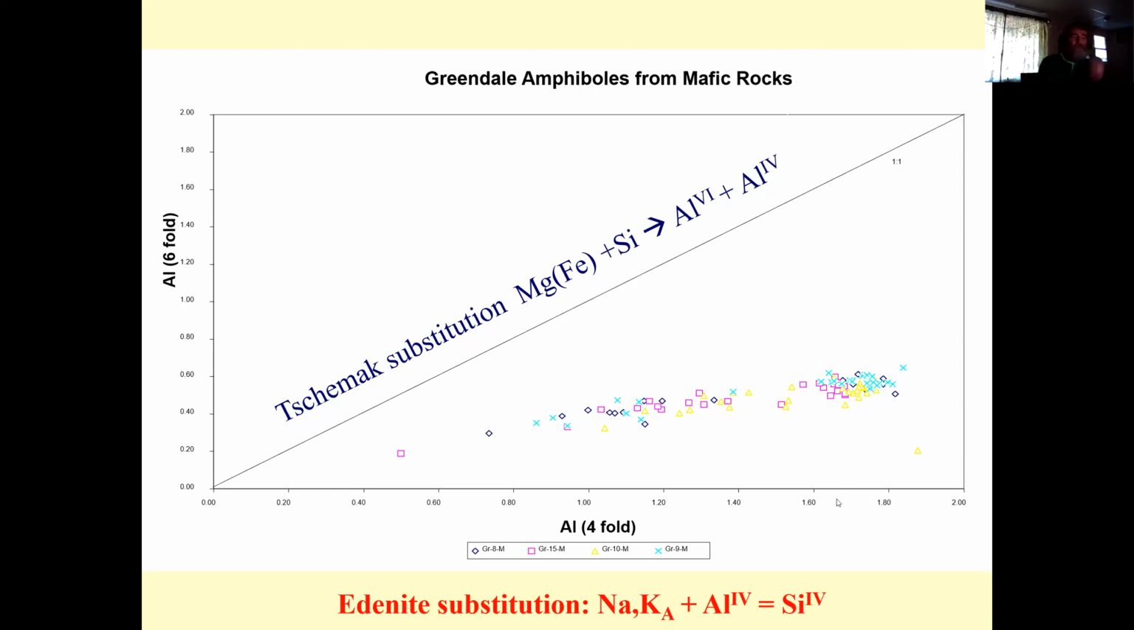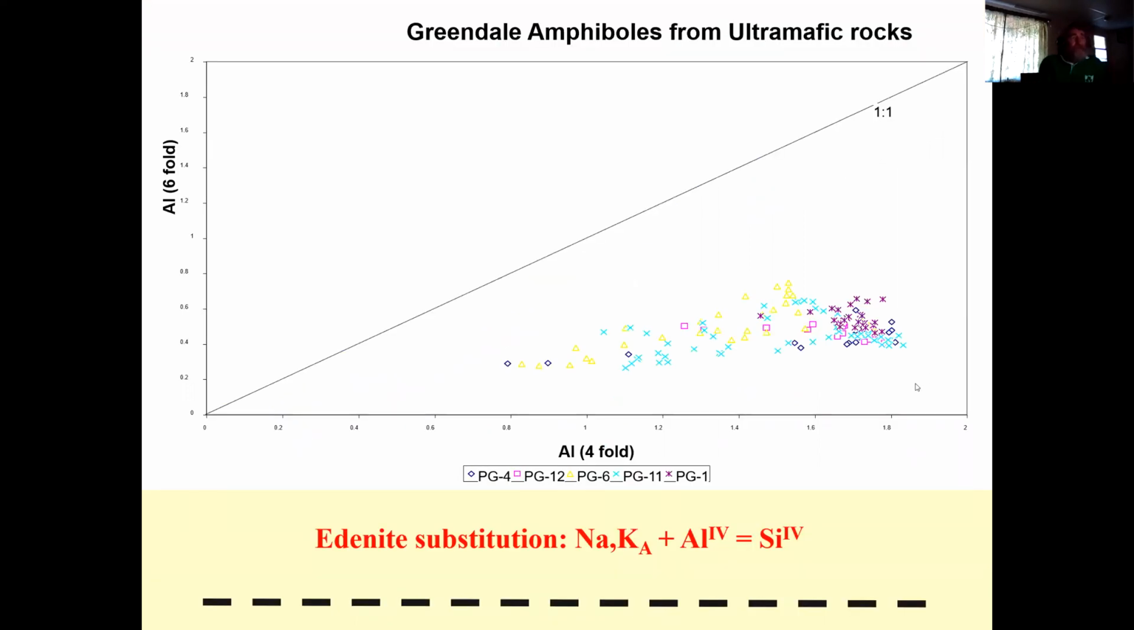And for those of you who know about blueschists and glaucophanes and the like, at those low temperature metamorphic conditions, aluminum will instead go into 6-fold coordination because it can't get into the tetrahedral site. So you see the same thing in the ultramafic rocks. The point here is that as far as the major elements are concerned, the amphiboles are indistinguishable, whether they're in rocks of ultramafic or mafic composition.